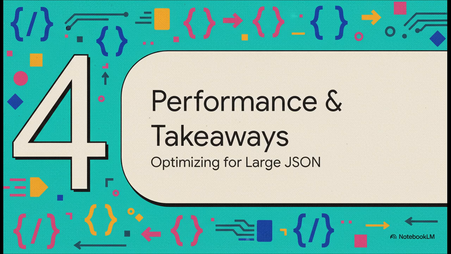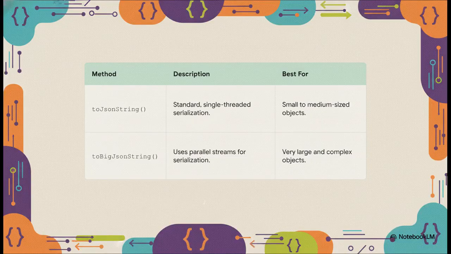Okay, last but definitely not least, let's talk performance. Because in the real world, you're not always dealing with tiny JSON snippets, right? Sometimes you've got massive, complex objects to deal with, and speed matters. So the library gives you two tools for the job. You've got your standard toJsonString. It's your reliable, everyday workhorse for most things. But when you're dealing with a monster object, you bring out the big guns, toBigJsonString. It cleverly uses parallel streams to speed the whole process up.